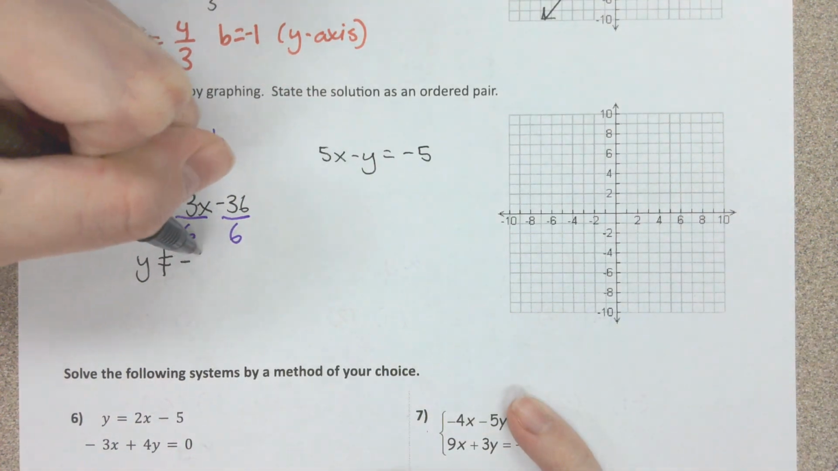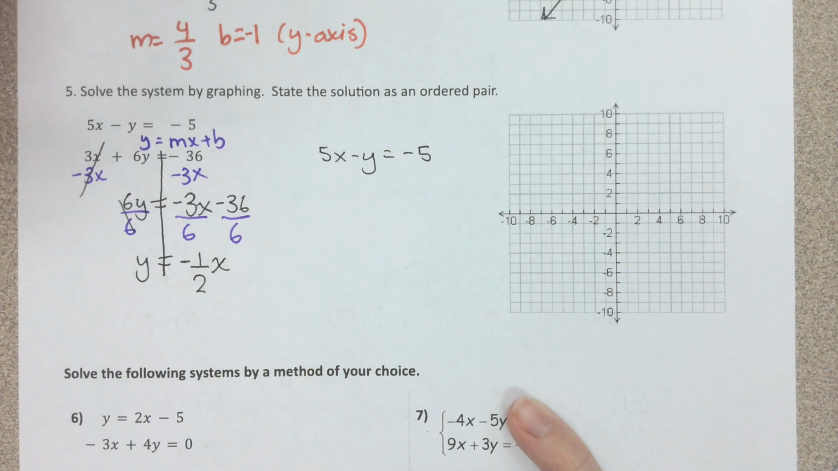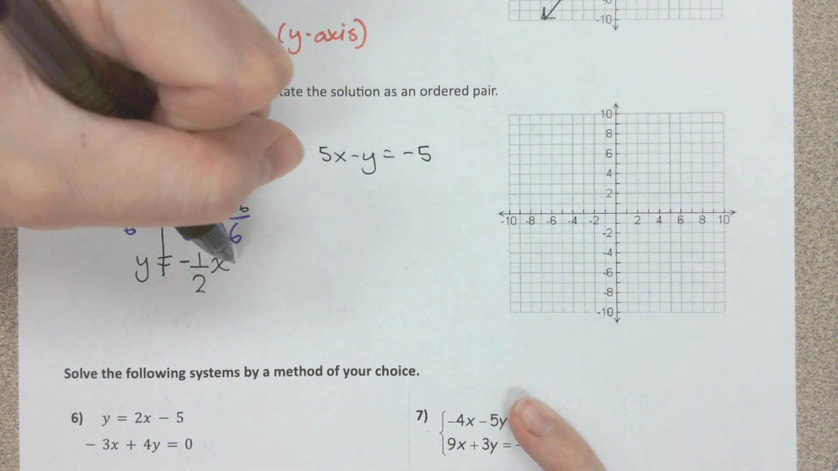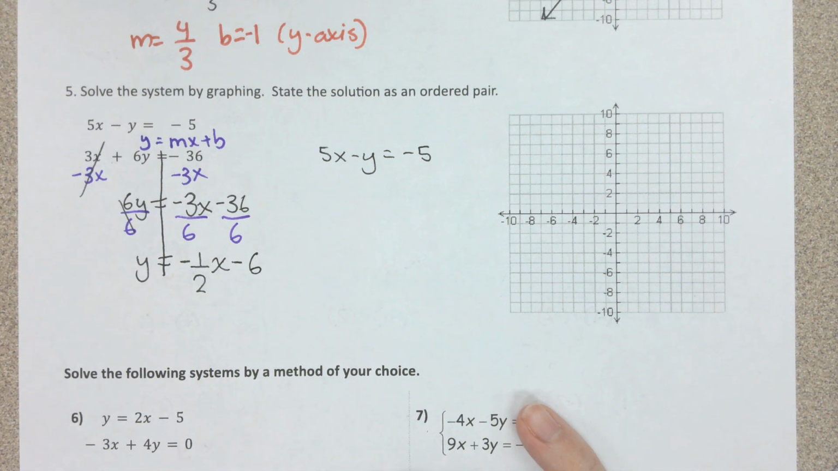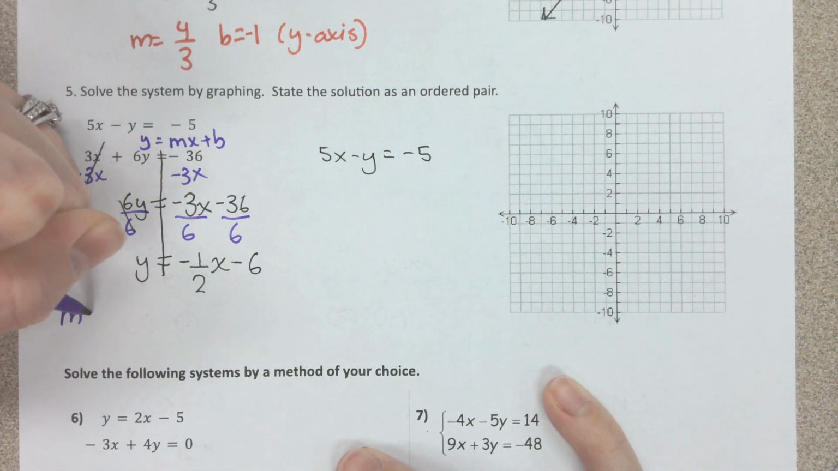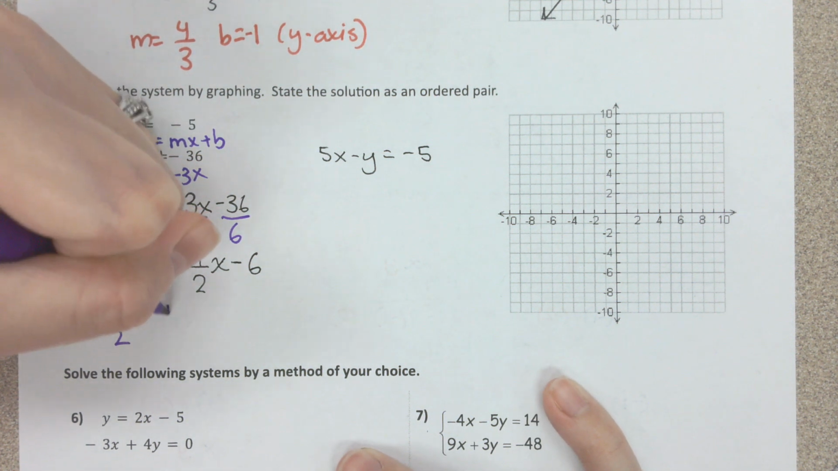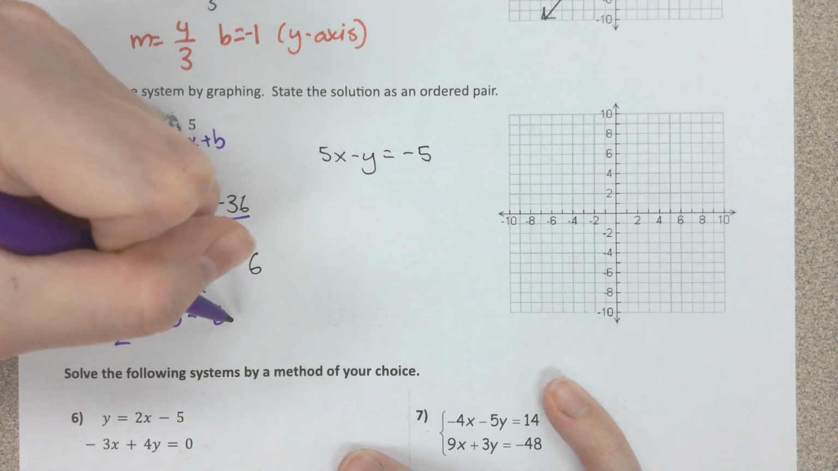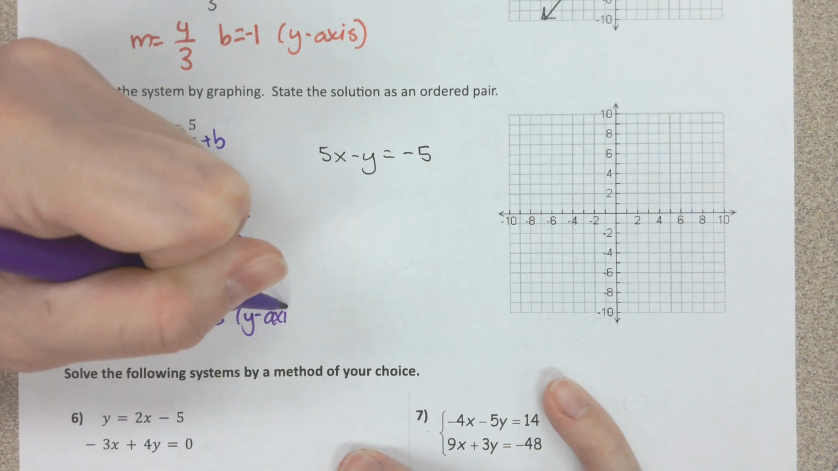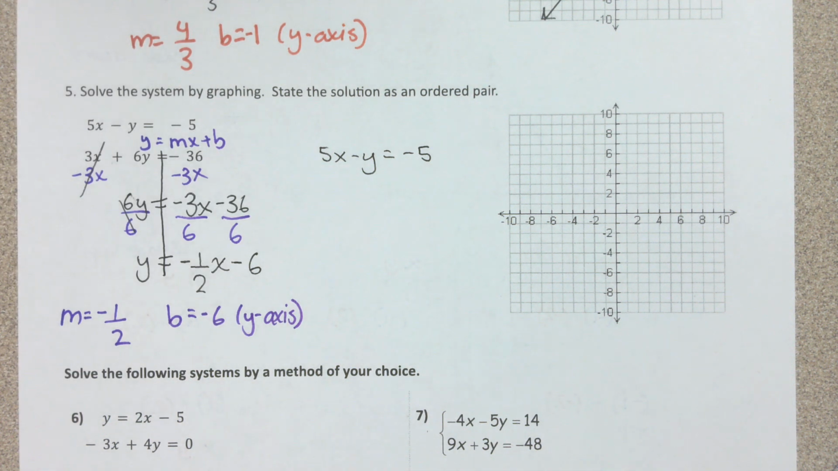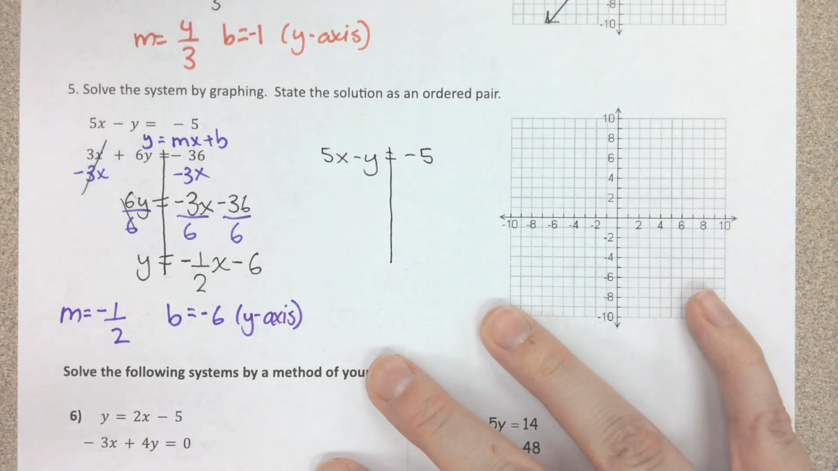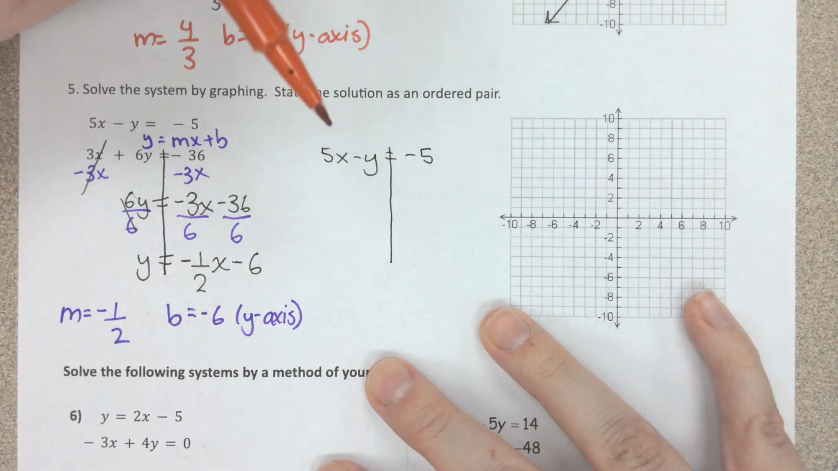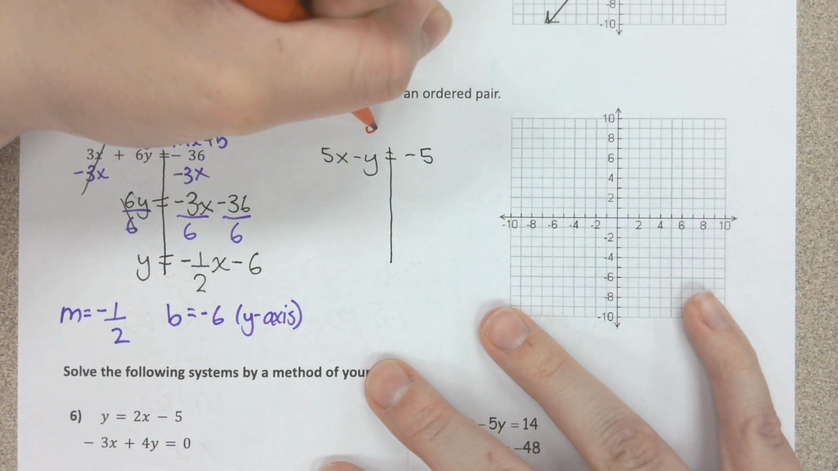So we have negative 1 over 2, put the x down next to it, minus 36 divided by 6 is 6. So that means m is negative 1/2 and b is negative 6, again, y-axis, not the x-axis. All right, like I said, I'm going to solve the other equation, and then I'll just graph both of them together. All right, again, the goal is y equals mx plus b.